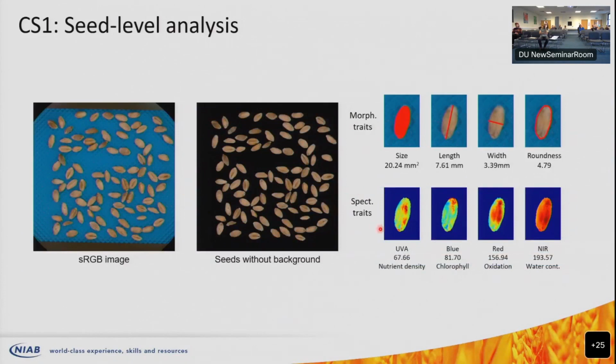The second part is, you can see right here that we have been picking the spectral bandwidths, basically: ultraviolet, blue, red, and near infrared. You can see the ultraviolet linking very closely with the nutrient density. Blue is chlorophyll, red is oxidation, and the water content is the near infrared that we are utilizing to study.